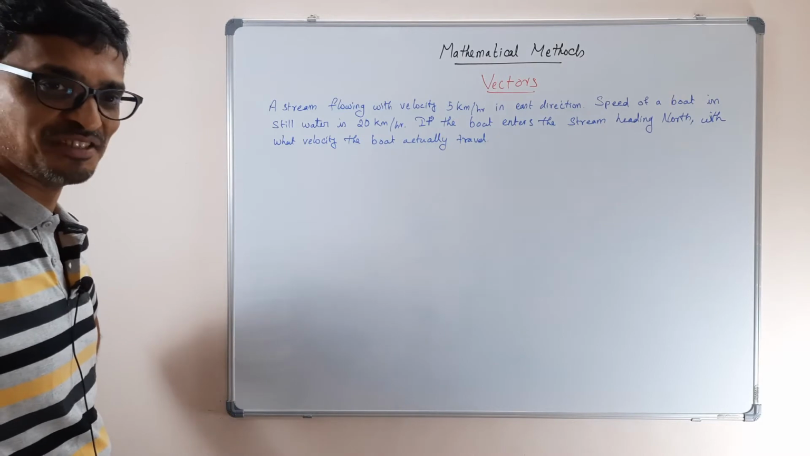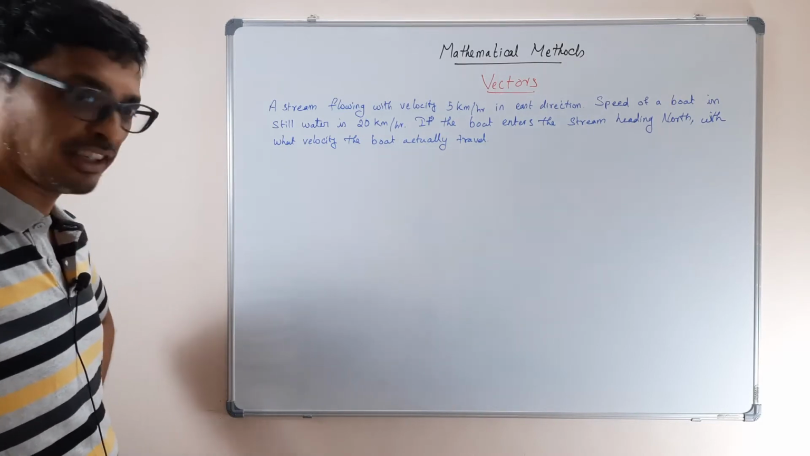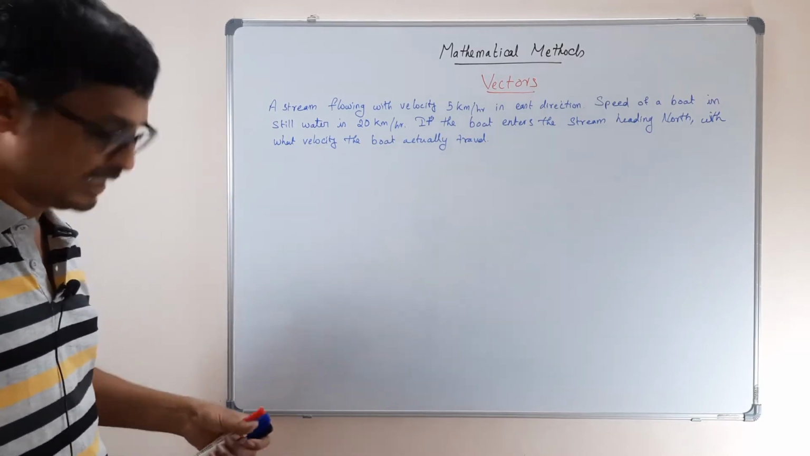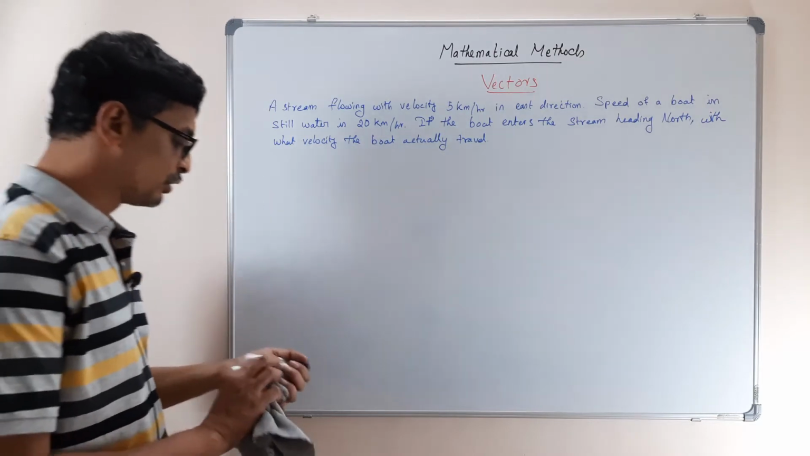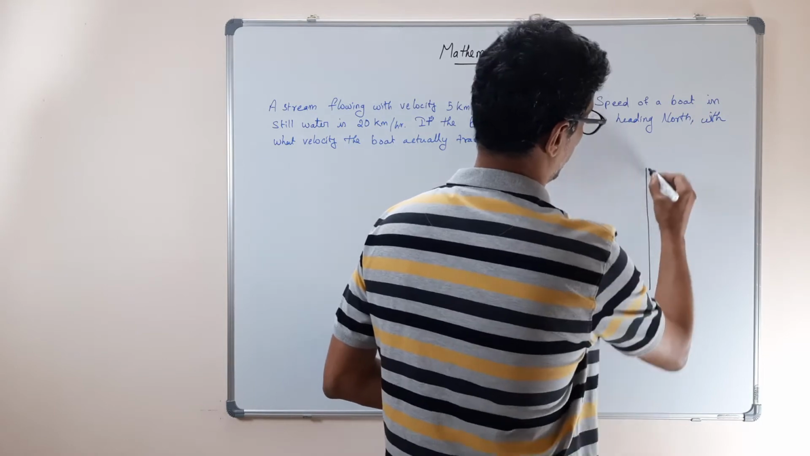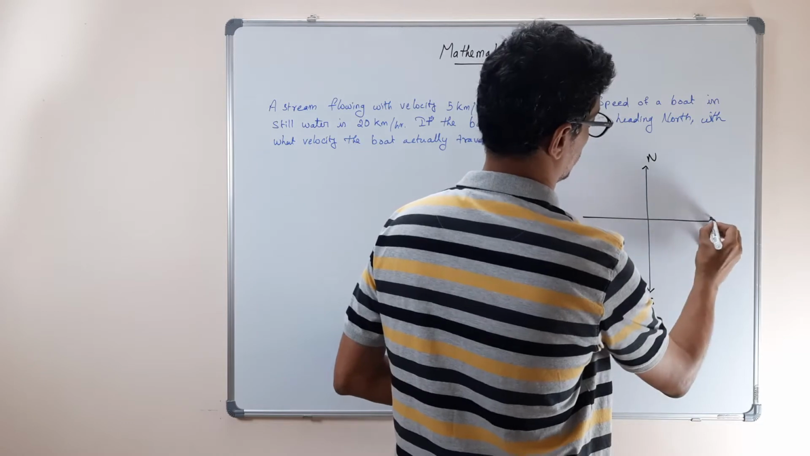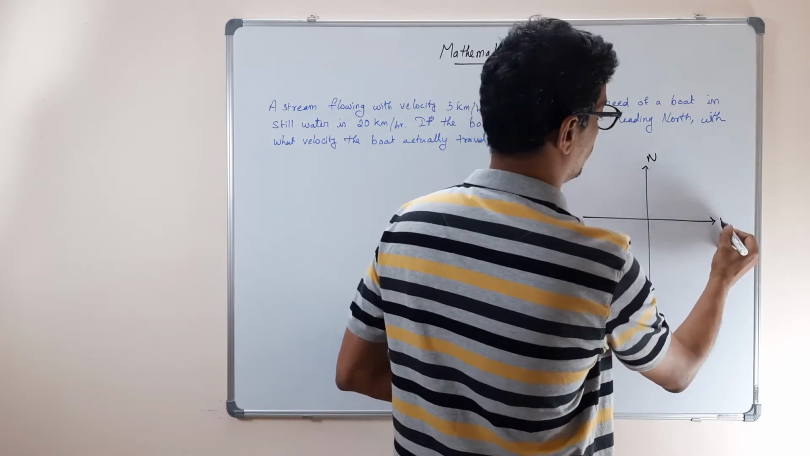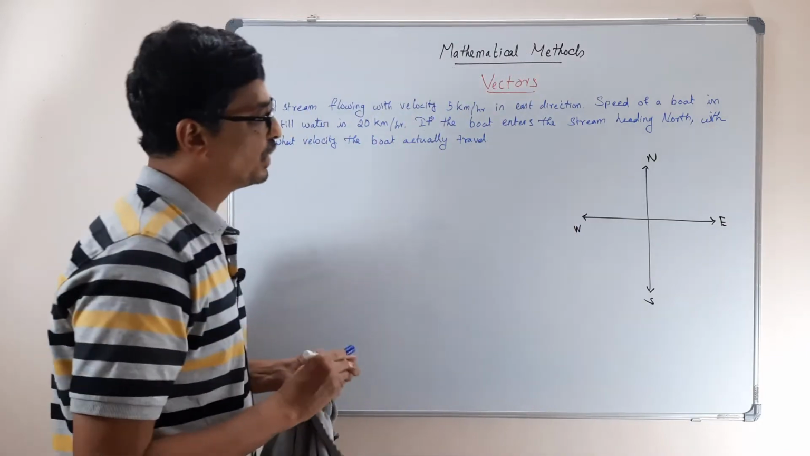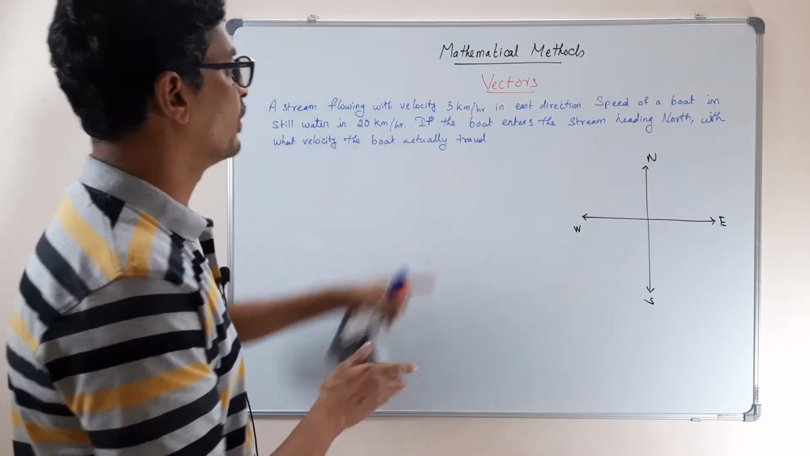All questions are interesting in physics. Okay, a stream flowing with a velocity of 5 km per hour. There is a stream which is flowing at 5 km per hour in the east direction. So we have north, south, east, west. You know what is north, south, east, west? So a stream is flowing with a velocity of 5 km per hour in the east direction.